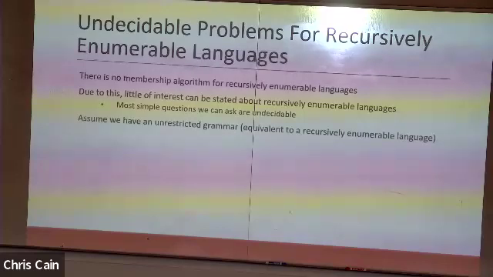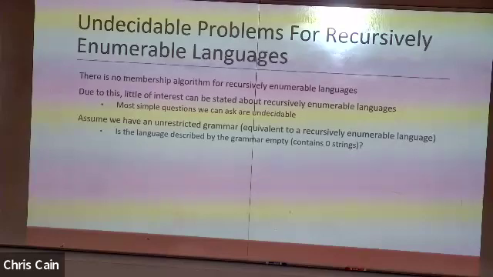Some examples of this. We have an unrestricted grammar. And again, we showed before, and the textbook has the proof, that an unrestricted grammar is equivalent to a recursively enumerable language. Here's a simple question. Is the language described by the grammar empty? Are there no strings that are in that language? This is undecidable. That kind of seems strange, right?